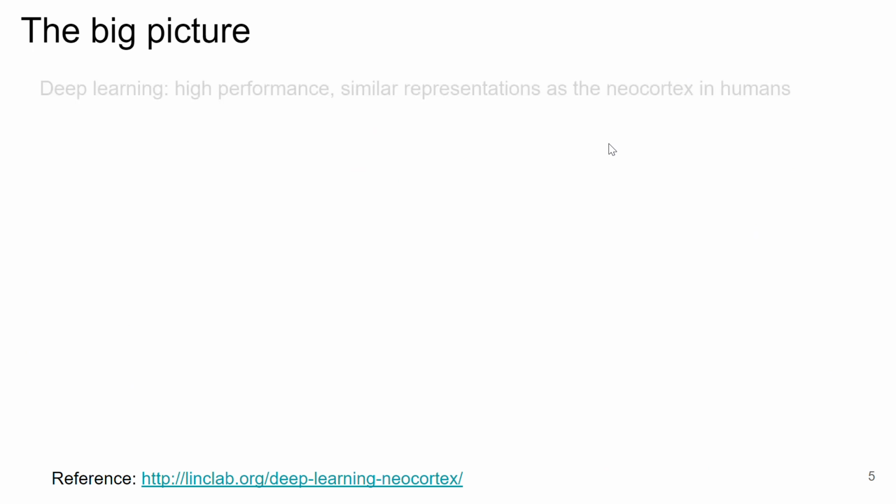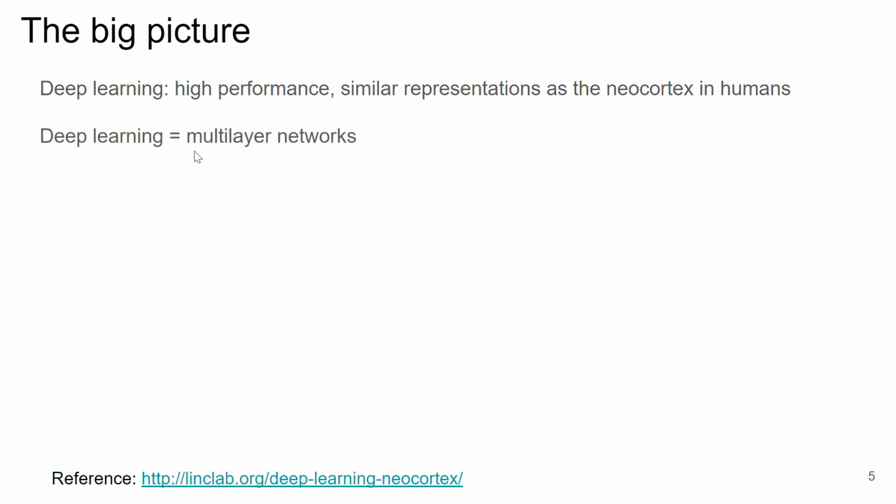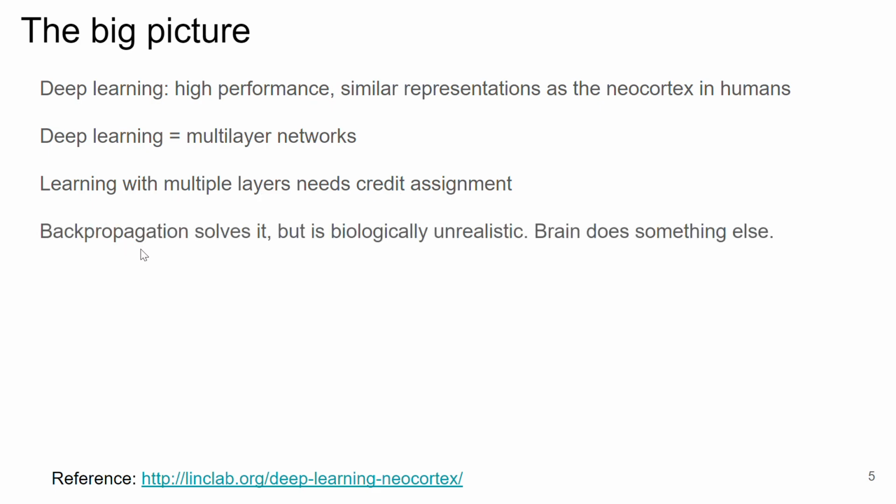So the big picture: deep learning has high performance and similar representation as the neocortex in humans. Deep learning is just multi-layered networks, and for learning in multi-layered networks, you need credit assignment. Credit assignment is the idea that you assign credit or blame to each neuron or connection based on its contribution to the loss function. AI researchers solve it using backpropagation, but that is not biologically realistic. So the brain must be doing something else.